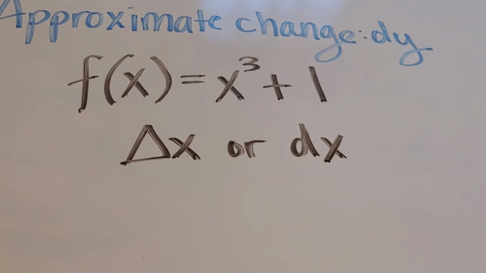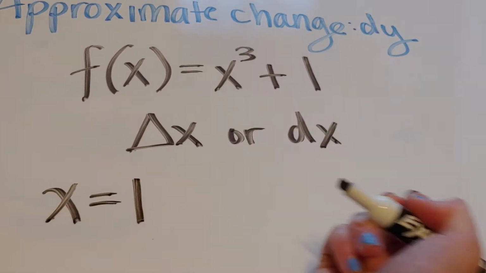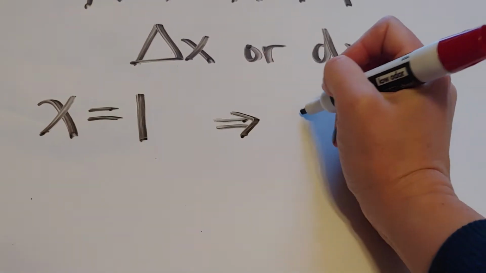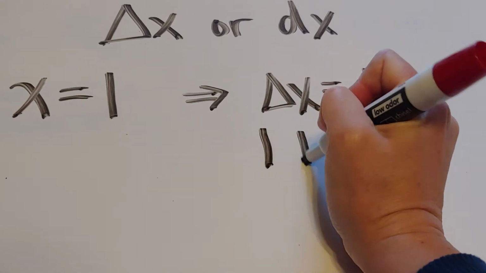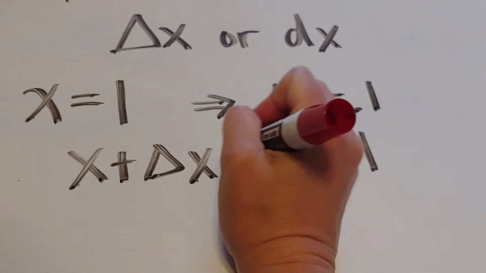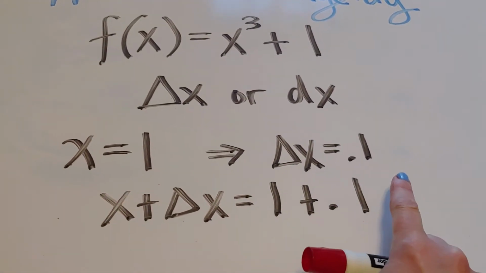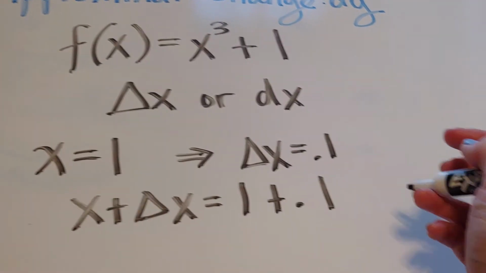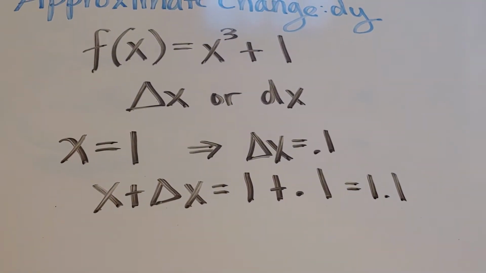So what we're interested in doing is that if you tell me a point, let's say x equals 1, I want to know what happens as we move to 1 plus 0.1. So we're told that x is 1, delta x is 0.1, so I'm interested in moving to x plus delta x, which would be 1 plus 0.1 or 1.1. What we want to know is how much does y change?